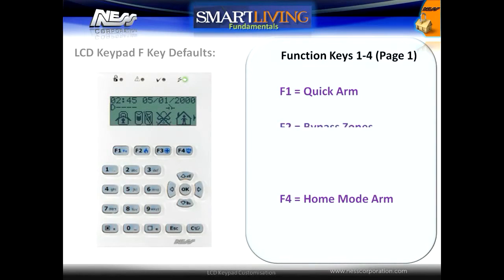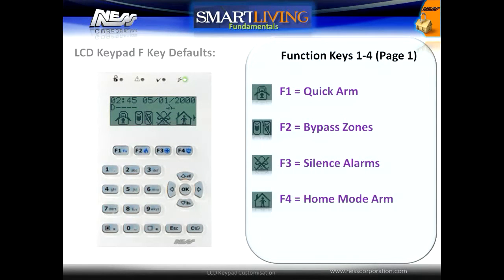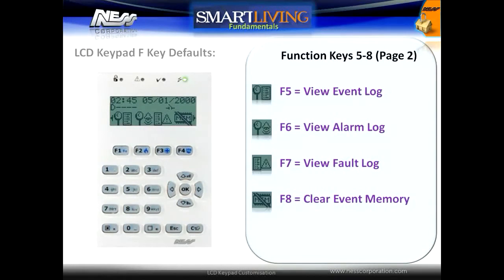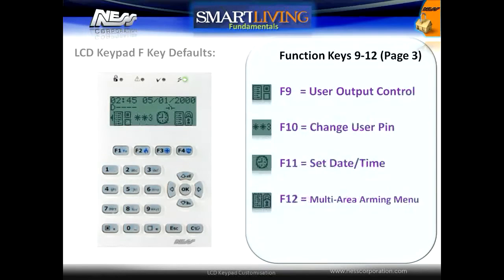Page 1 displays shortcuts to quick arm the system in both home and away mode, as well as bypass zones and silence alarms. Page 2 displays log view shortcuts for event, alarm and fault logs, as well as the clear event memory button. Page 3 has shortcuts for user output control, change user PIN, set the date and time, and multi-area arming menu.